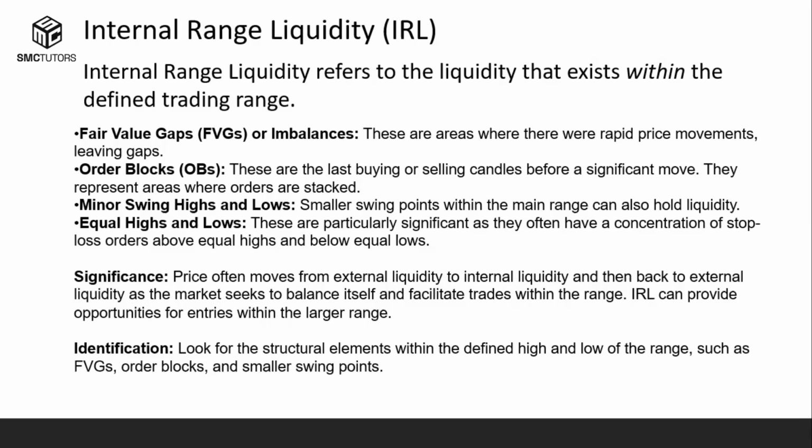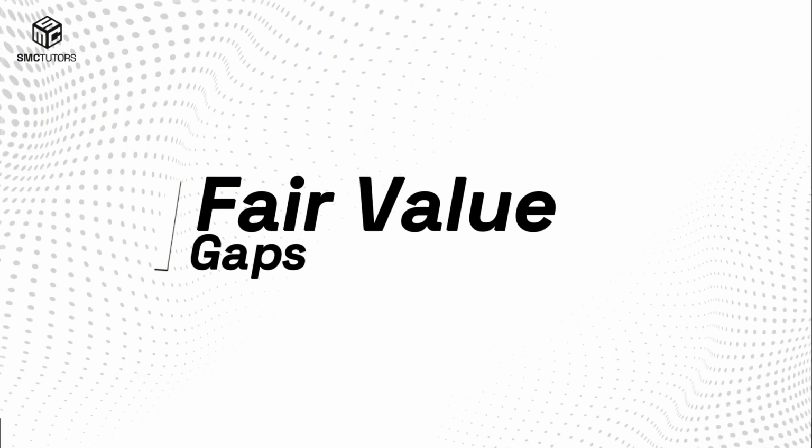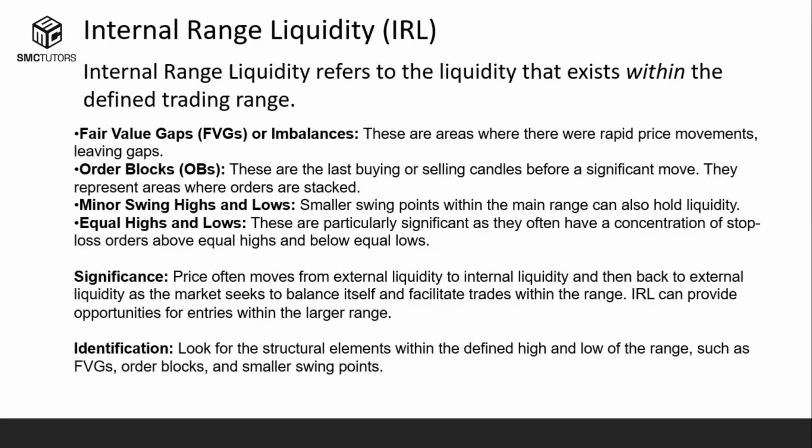liquidity. So let's quickly break down some of the major components of internal range liquidity. Fair value gaps, these are areas where price moves very fast, leaving inefficiency behind, where price often returns to these areas to rebalance itself. A fair value gap is created by three candlesticks, the movement of three candlesticks.